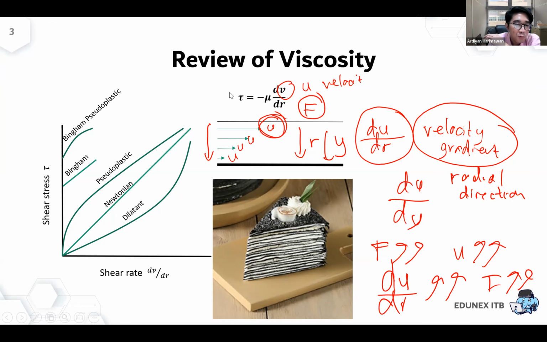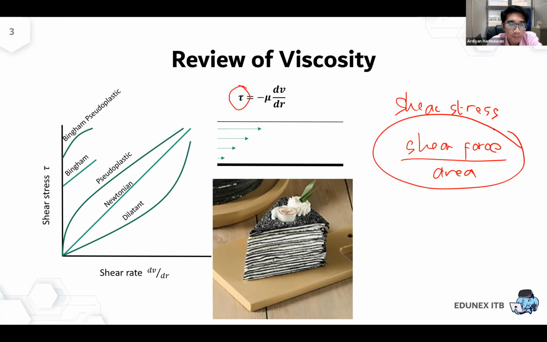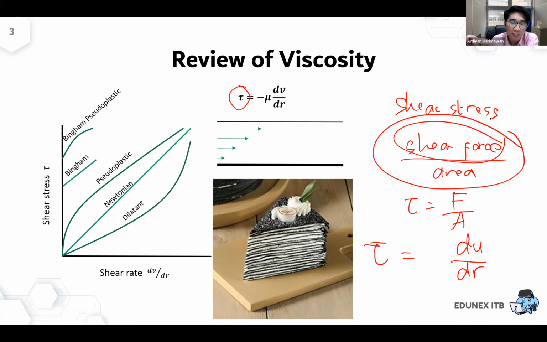Okay, now we go back to what is Newtonian. You remember this is the shear stress. Shear stress is basically shear force divided by area, right? Tau will be F divided by A. But you can also correlate tau, the shear stress, with the gradient of velocity. If you increase the shear force, the pushing force, for a certain area, the area in this context is the area of the plate, luas area papannya. If the area is constant, but you increase the shear force, then the shear stress will also increase. The shear stress increases, du over dr also increases when you increase the shear force.